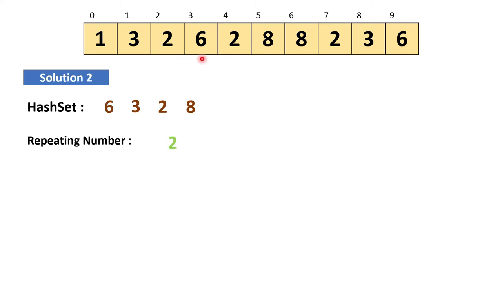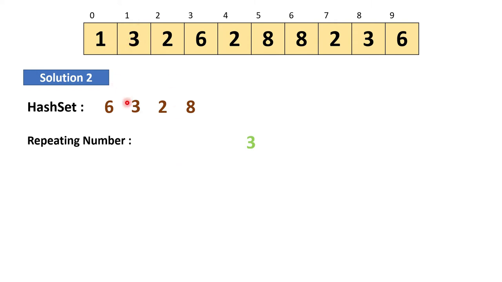Now the next value is 6, that is also present in the hash set. So we will make it the repeating number instead of 2. Then again 2 came, and 2 is also present in the hash set. So we have to replace 6 with 2. Then 3 came, 3 is also present in the hash set. Then we have to replace 2 with 3.